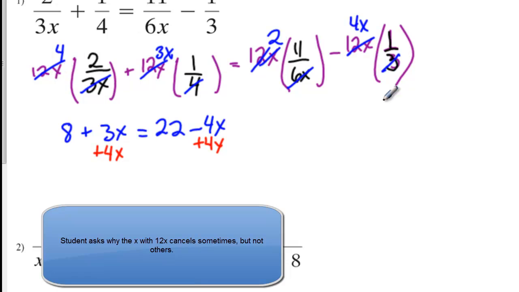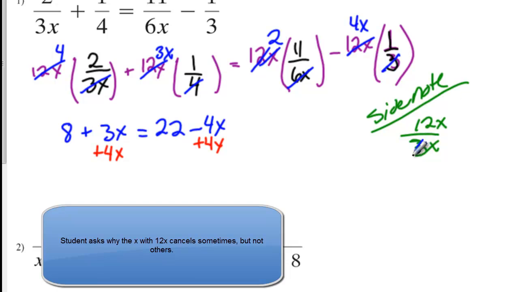Right. So here we'll have a little quick side note. If we have 12x over, oh, I didn't write the x. 12x over 3x, then the 3 goes into 12 4 times, and the x's cancel. So you're just left with a 4.